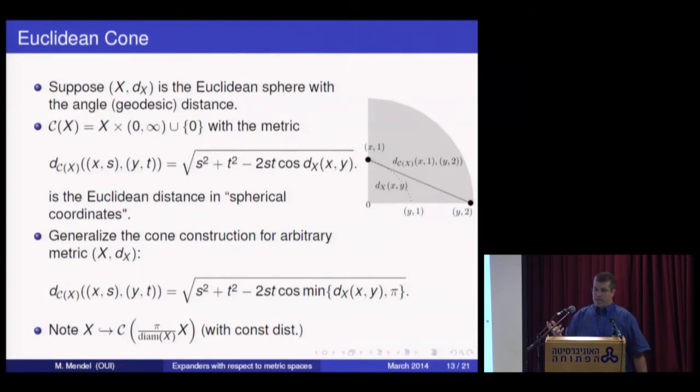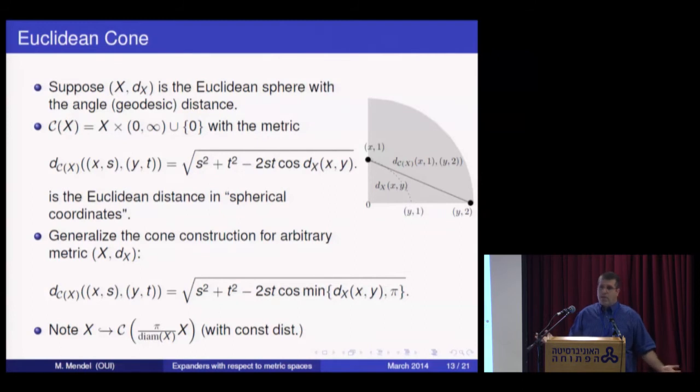How do you represent the Euclidean space? You can just take the Cartesian product with the ray, the infinite ray, and you also add the point 0, right? And how do you define the Euclidean distances in this space? This is according to the cosine formula that you see here. So this is the Euclidean cone of the sphere, just the Euclidean space.